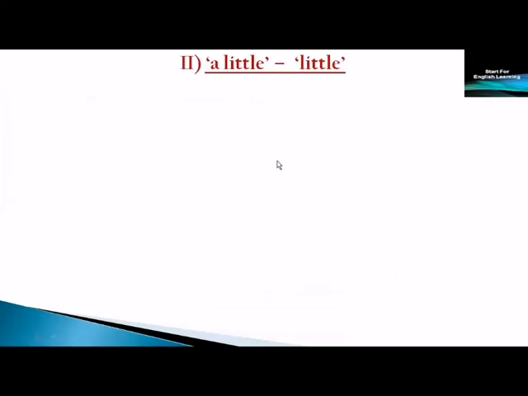Number 2, a little, little. What's the difference? Both are used with uncountable nouns. The nouns which we cannot count. We cannot say 1 cent, 2 cents, no. So they are used with uncountable nouns.